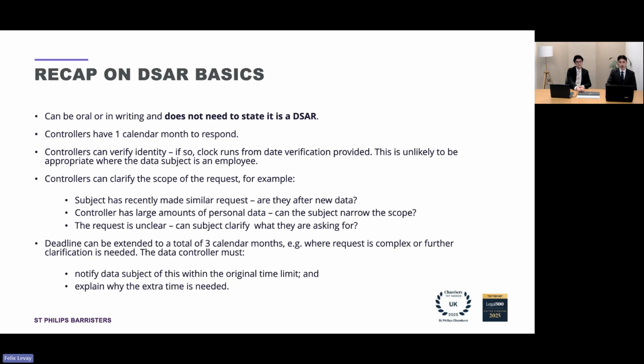Broadly, in terms of how to respond, the normal time limit is a month, although the period can be extended to 3 months if necessary. Often that's because a subject access request is complex or the search needs to be extensive. So that is the response. But if an employer is unsure about whether or not it's a subject access request, it's well worthwhile going back to the data subject and clarifying within the month.